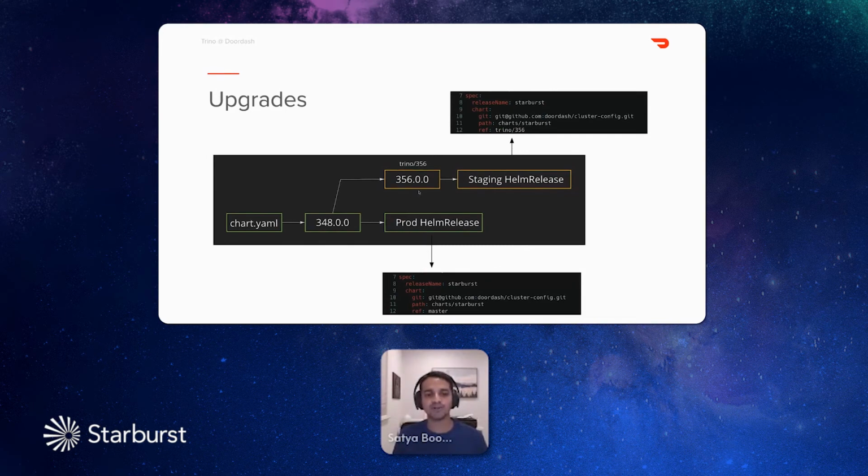At that point you change your Helm charts on a different branch. So the master is still on 348. You have your Helm charts with all your changes corresponding to 356, and your staging Helm release is pointing to 356, whereas your production is still pointing to master. This gives the flexibility to test things in staging before being pushed to production. And once everything looks good, we are using the same chart for both staging and production.